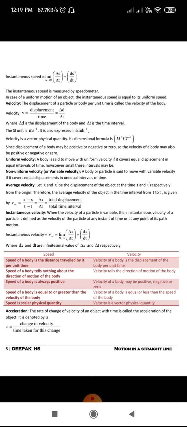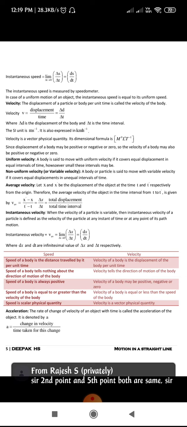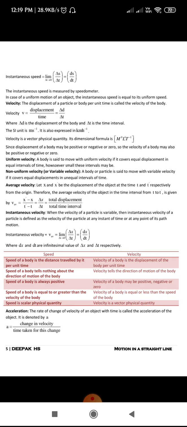And fifth, as usual, you know that speed is a scalar quantity and velocity is a vector quantity. So this is the difference between the speed and velocity of a body. Next, coming to acceleration. Yeah, Rajesh, the second and fifth points are the same. Yeah, correct.